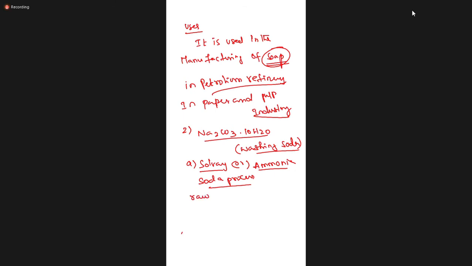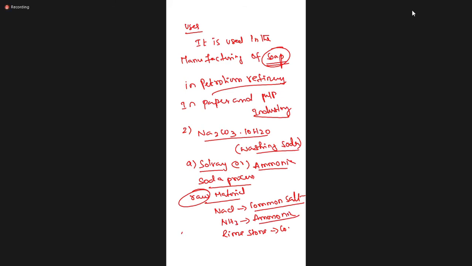What are the raw materials used for manufacturing of sodium carbonate in this process? Common salt, ammonia, and limestone. Raw material means the materials we use to prepare sodium carbonate in this process. Common salt, ammonia, limestone. Is it clear?